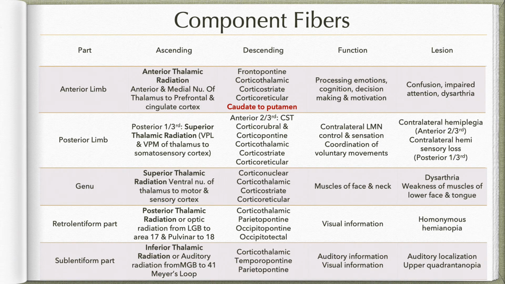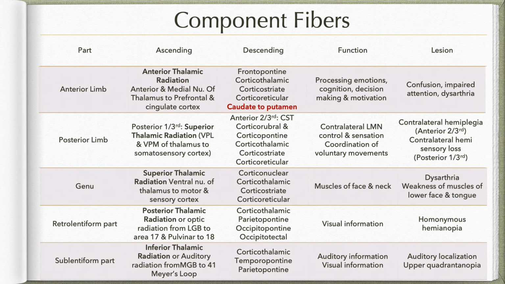Now these are actually visual fibers. They are the fibers carrying information from the lower half of the retina to the contralateral cerebral hemisphere. The descending fibers include corticothalamic, temporopontine and parietopontine fibers. So the main function of the sublentiform part of the fibers include auditory information transmission and also carrying the visual information. So lesion to this will result in problems in auditory localization.